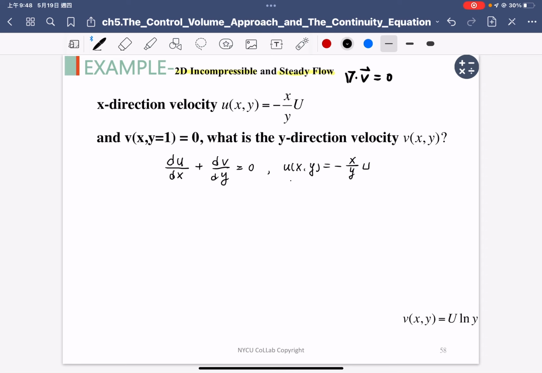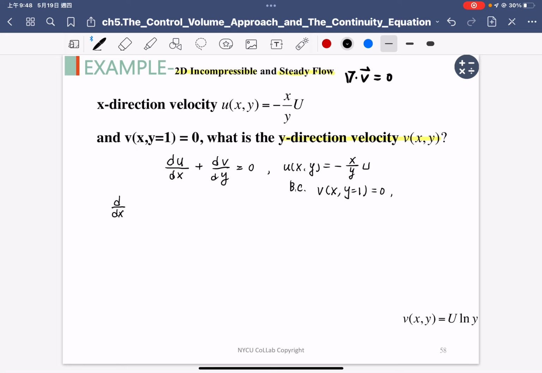And we have the boundary conditions. We know that the v velocity at any x location but y equal to 1 will equal 0. So the problem is: what is the v velocity function? Okay, so we can put all that we know inside the formulas.